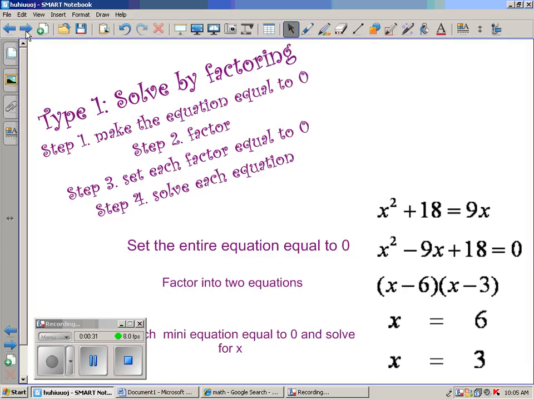And you want to move the 9x over to the other side, so you get x squared minus 9x plus 18 is equal to 0. And then you want to factor the entire equation to get x minus 6 and x minus 3. And then when you solve those mini equations, you get x equals 6 and x equals 3.